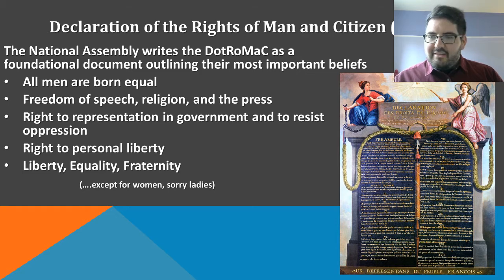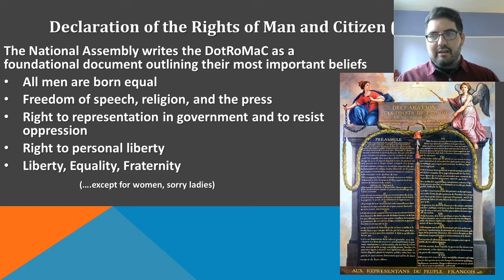So the ideas that go into this are very high-minded and very much influenced by the Enlightenment. So things like all men are created equal. There should be freedom of speech, religion, and the press. The right to representation in government, and the right to resist oppression. There's the right to personal liberty. And then the three big things that were talked about are liberty, equality, and fraternity.